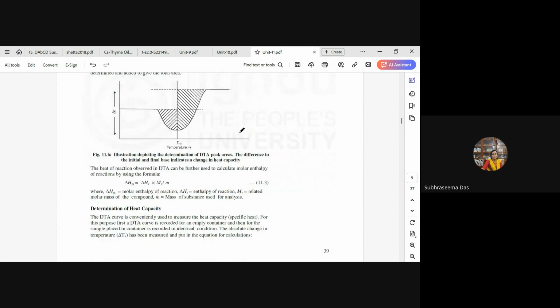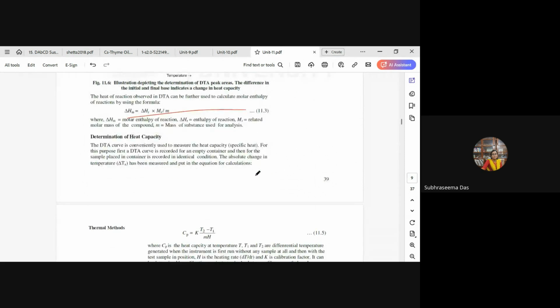The heat of reaction observed in DTA can also be used to calculate the ΔH value by using the formula ΔHm, the molar enthalpy, is equal to ΔHr, the enthalpy of the reaction, times M by m. Capital M indicates the molar mass of our substance, and small m indicates the amount of sample that we have taken for DTA analysis. That is how we can calculate ΔHm.